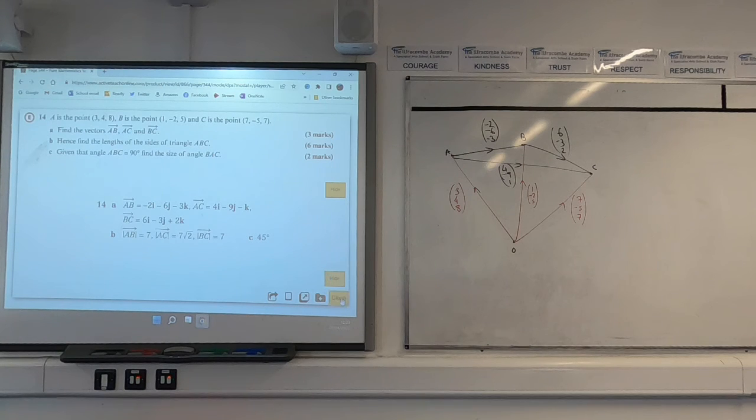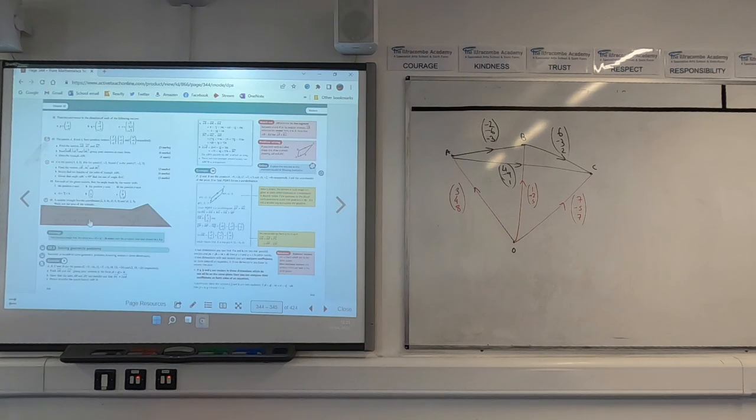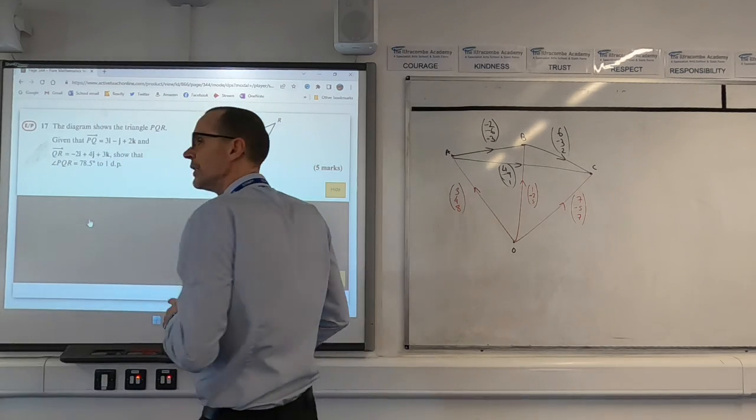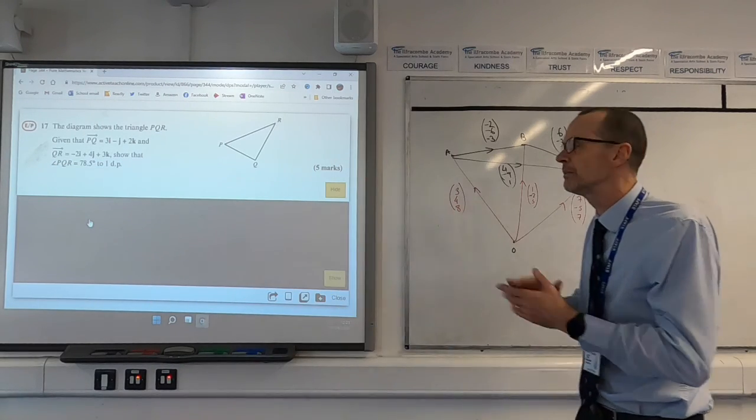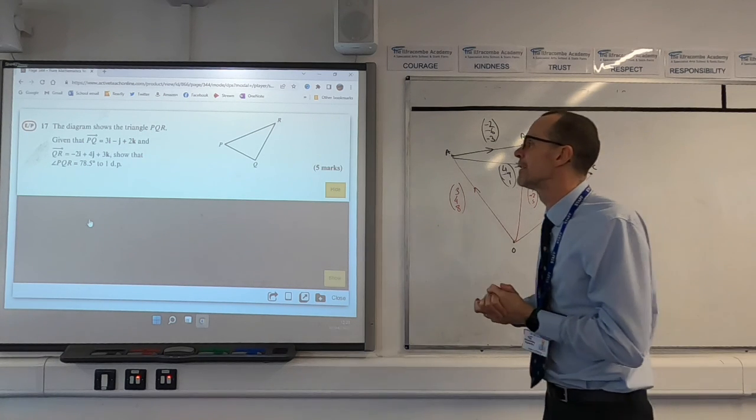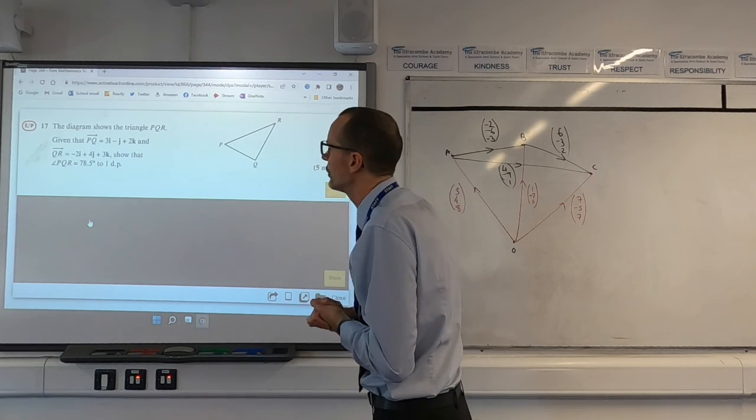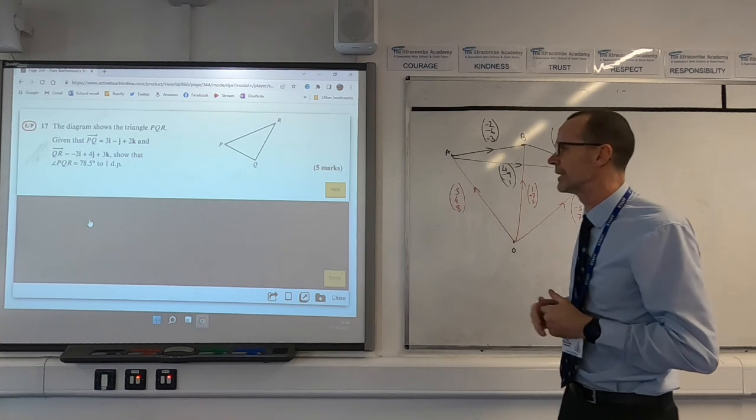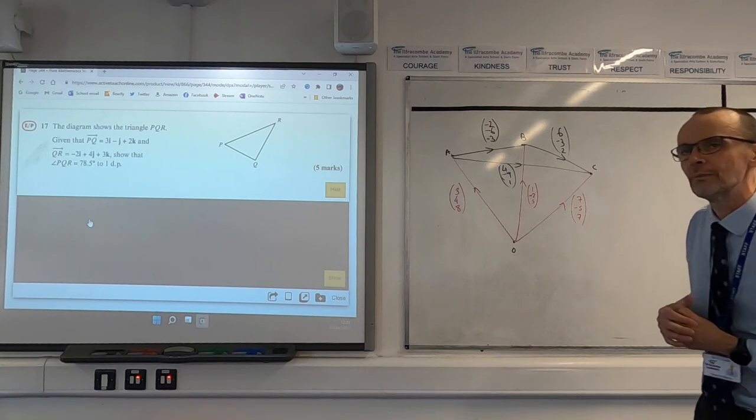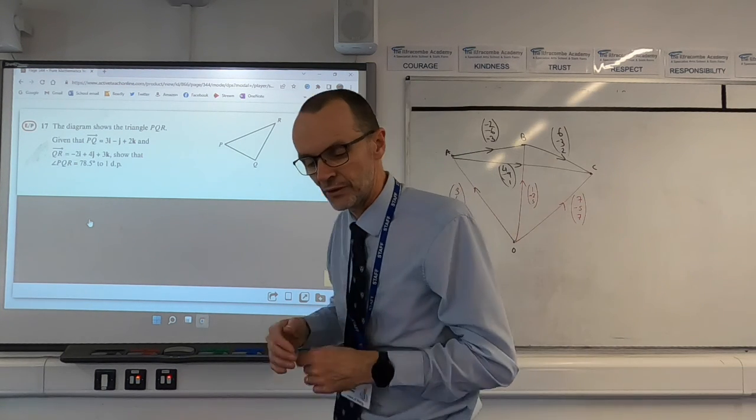So let's now look at a slightly harder question. So here we're given, these aren't position vectors now, but we're given the journey from P to Q. You know me, I'm going to straight away put it in a column. And the journey from Q to R. And we're asked to show that the angle PQR is 78.5. Be interested to see how you approach this. I would start by working out the journey from P to R and then the lengths of the triangle.